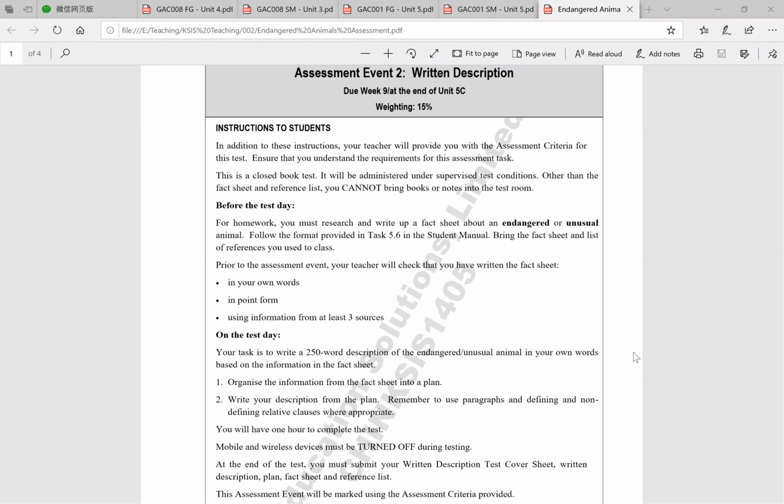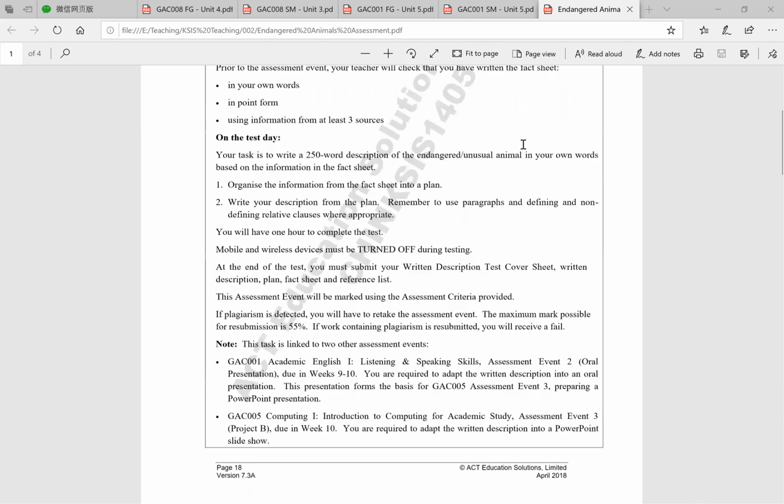Number one, you're going to be looking at your data sheet, which is based on your endangered animal. Number two, you're going to create a plan for that. And number three, you're going to write a 250-word description of the endangered animal in your own words based on the information in the fact sheet. If there's other information that you've learned that is not on the fact sheet but you remember, that's absolutely fine to include in the description as well.